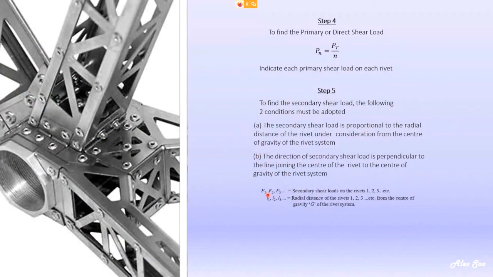Okay, so F1, F2, F3, and F4, they are the secondary shear loads. L1, L2, L3, L4 are the radial lengths. And we know that from the first condition that we have, F is proportional to L. So you can say F1 is proportional to L1, F2 is proportional to L2, F3 is proportional to L3, and F4 is proportional to L4.